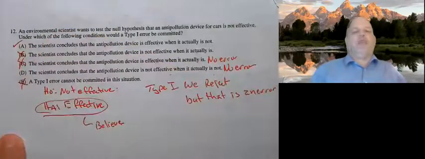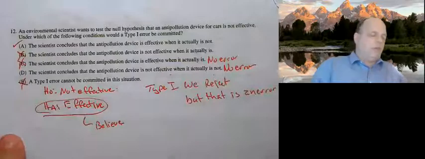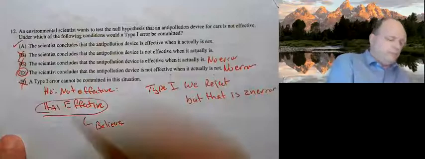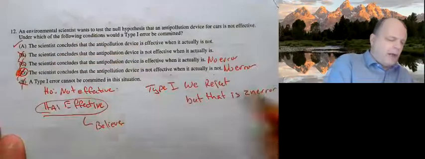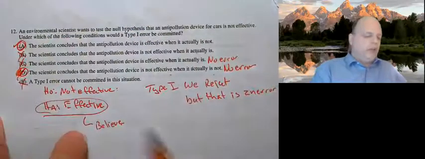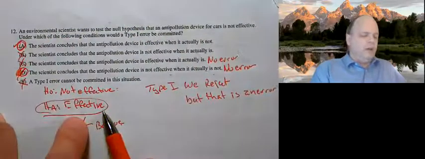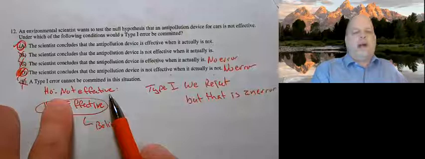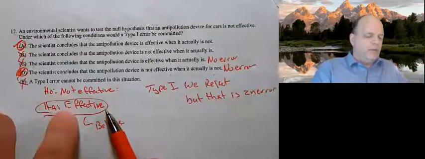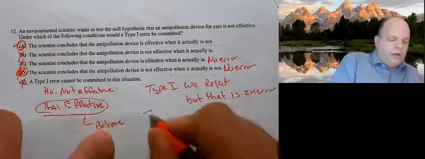Anytime you reject, you may have committed a type 1 error. So, excuse me, I marked that out. The answer to number 12 is letter A. The scientists believe that it's effective when in fact it was not. We rejected the null and believed the alternative. So please remember, type 1.